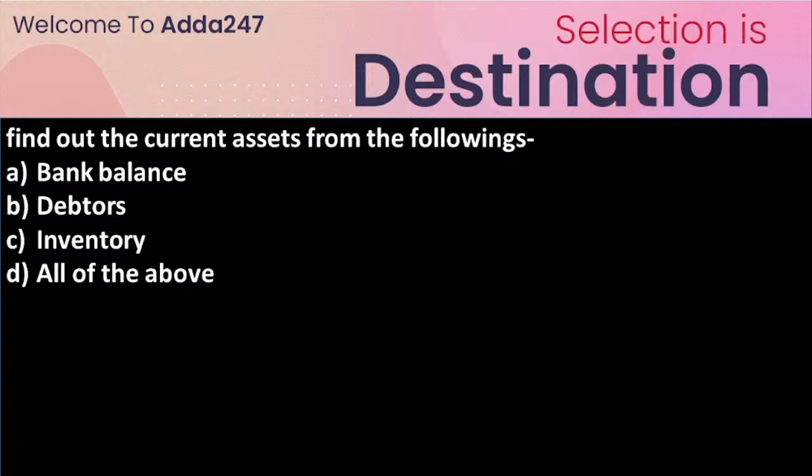Now, let's attempt another question. We have to find out the current assets from the following. So, tell me the answer of this. We know that current assets are those assets that can be converted into cash very easily, or say within 1 year. All the assets that we convert into cash within a year are known as current assets.